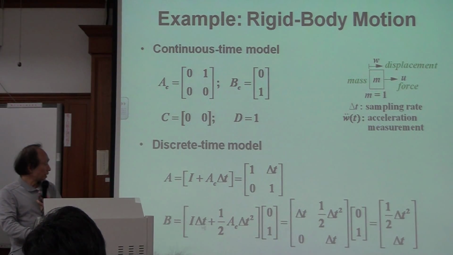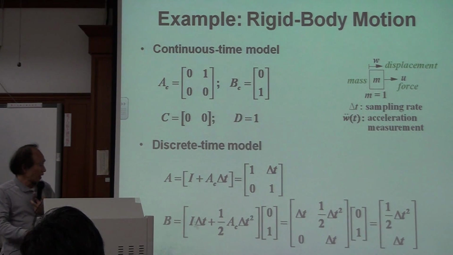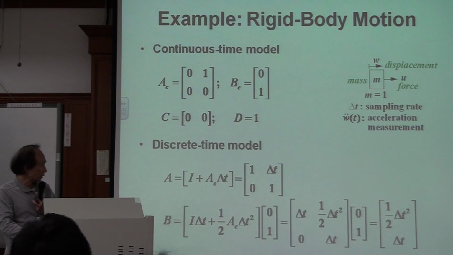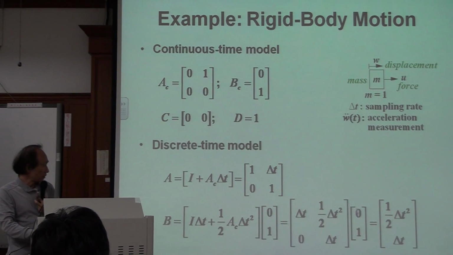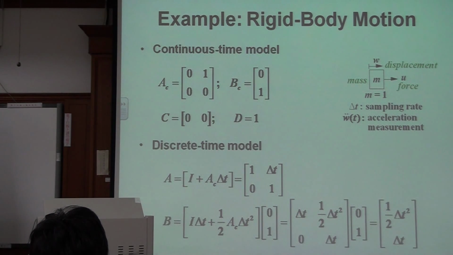So my result will be delta t times this identity, and so Ac delta t, then it becomes delta t minus half delta t squared and delta t, multiplied by 0, 1, and 1 half delta t squared, delta t. That's my B.